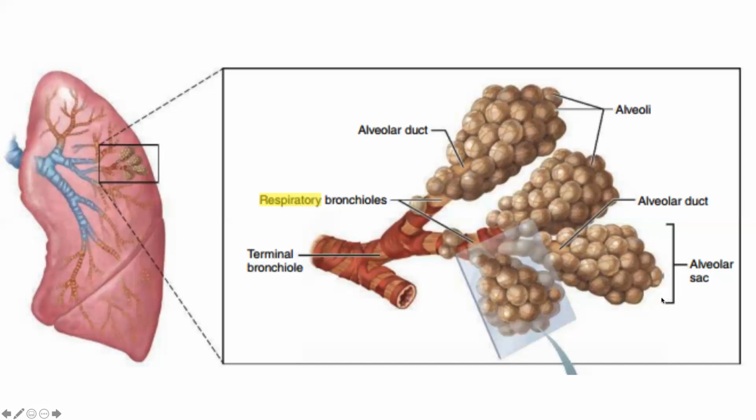So the alveolar sac is a combination of alveoli, the little bubble-like structures, and the tubes going to the alveoli, which we call alveolar ducts. So alveoli and alveolar ducts make up the alveolar sac, which is supplied by the respiratory bronchiole.